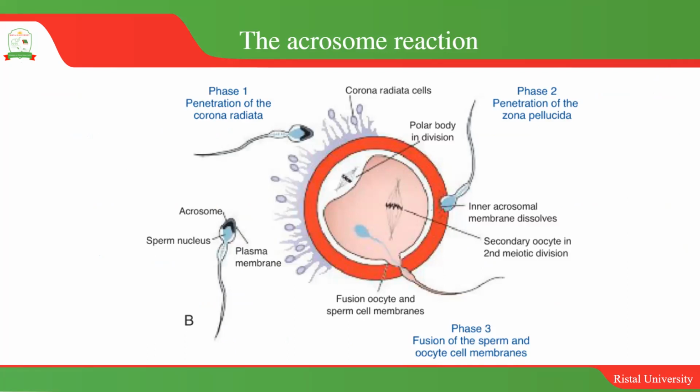Again, a review of the acrosomal reaction. You need the sperm cell to penetrate the different layers, the corona radiata cells, the zona pellucida, and then the vitelline or the perivitelline membrane. The acrosomal reaction enables that, where you have hydrolytic enzymes being released, and these enable the penetration to happen.